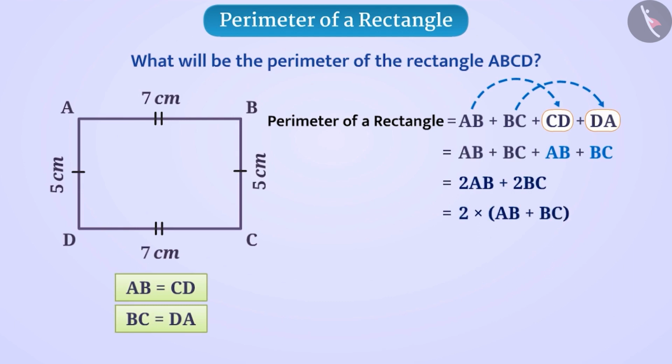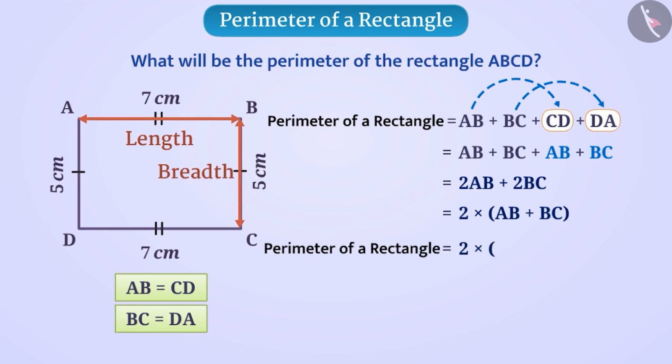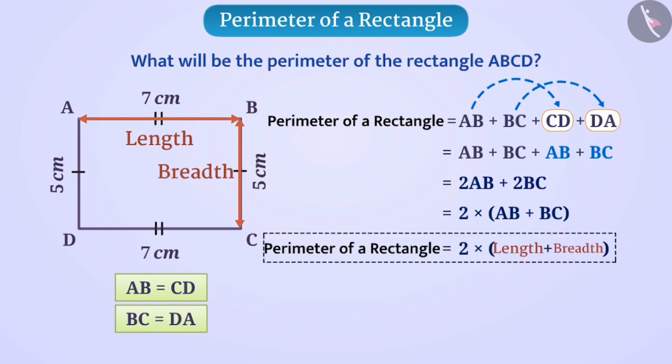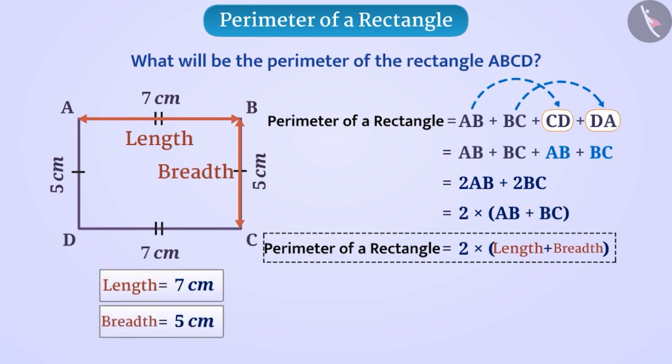But here, in rectangle ABCD, the side AB represents the length of the rectangle and the side BC represents the breadth. So, in a comprehensive manner, we can say the perimeter of a rectangle is equal to 2 into (length plus breadth). Since length is equal to 7 centimeters and breadth is 5 centimeters, the perimeter of the rectangle is equal to 2 into (7 centimeters plus 5 centimeters), which is equal to 2 into 12 centimeters, which is equal to 24 centimeters.